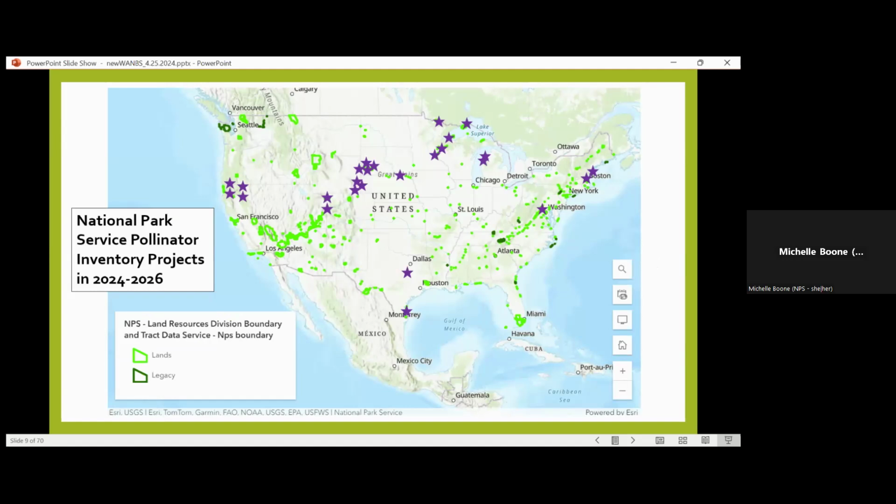So this map is really just for fun. I'm not going to talk about my work with NPS tonight. But this is a map of our current pollinator inventory projects that are either slated to start this summer or next summer, and these go through 2026. Again, we haven't had any requests from parks in Washington, so we don't have any current projects that would be pertinent.